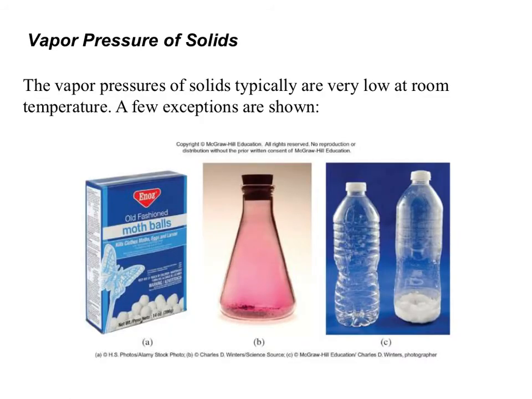Vapor pressures of solids. The vapor pressures of solids typically are very low at room temperature. However, a few exceptions are shown below. The one on the left is mothballs. It's naphthalene. You will probably recognize it as a very smelly solid. Usually, if you can smell the solid, it has a high vapor pressure.